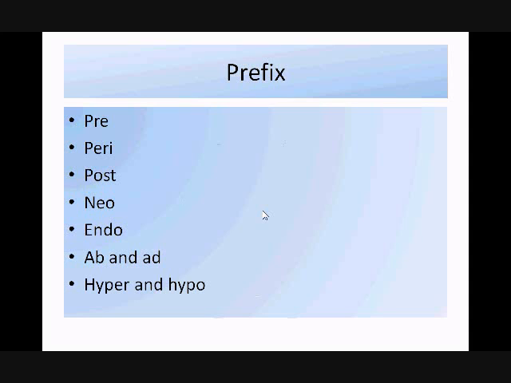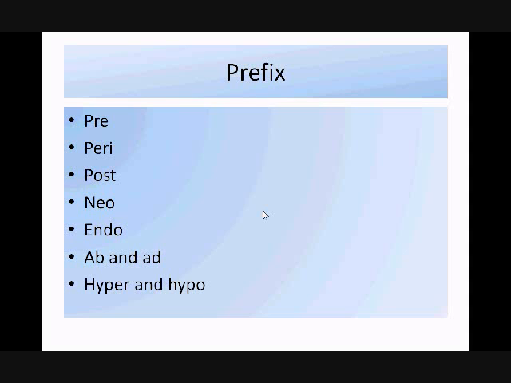Prefixes. These tend to be students' favorite because for some reason they are very simple. I don't know what it is, but they're very easy, I suppose. Pre, right? Pre is before. Pre-game, whereas post would be post-game, so after. Peri is during or surrounding the event. So let's say if you say something like perimenopausal, that would be around the time of your menopause.